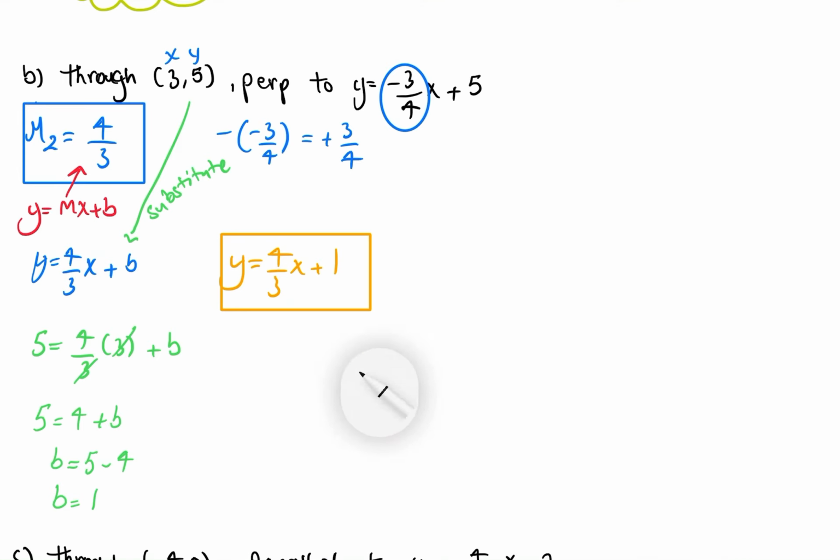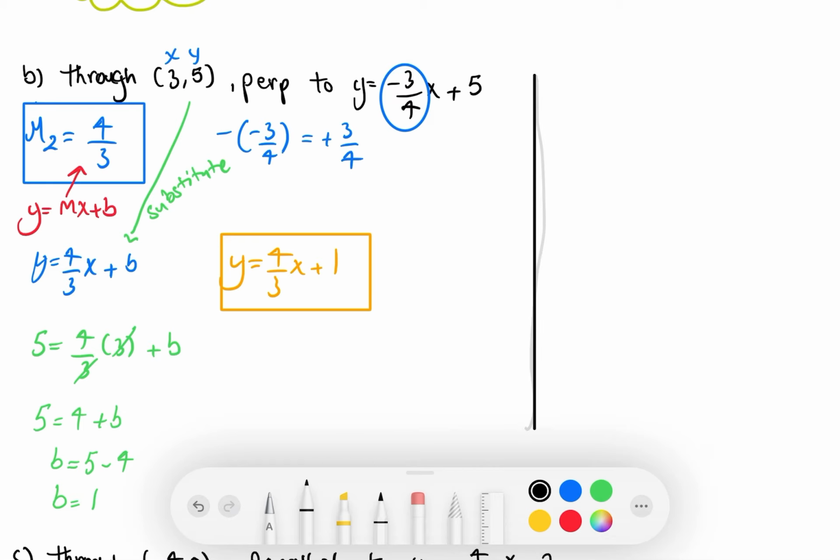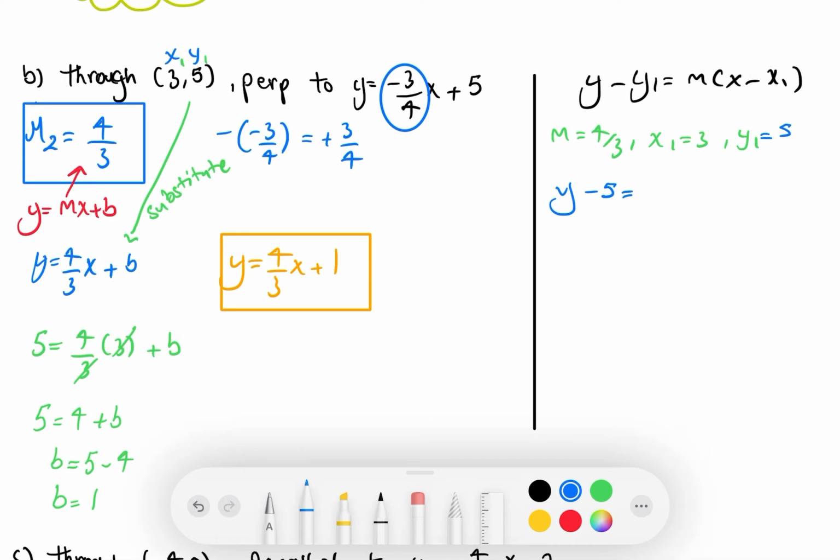Now there's another method of doing this. You can also use the point-slope form formula. So you can use y minus y1 is equal to m times x minus x1, right? Over here we know that the slope of the line that we're trying to find is 4 over 3. x1 is 3, and y1 is 5. So if you plug them inside your formula, you're going to get y minus 5 is equal to 4 over 3 multiplied by x minus 3, right?